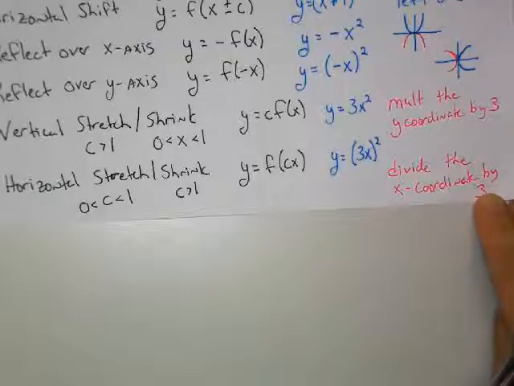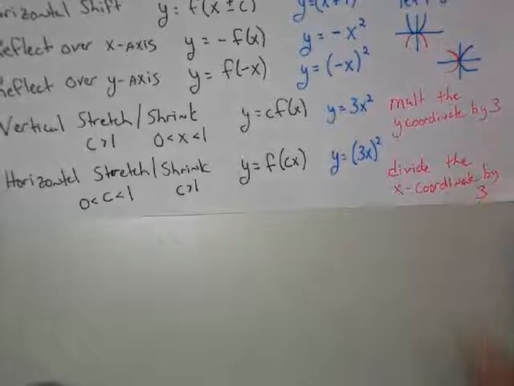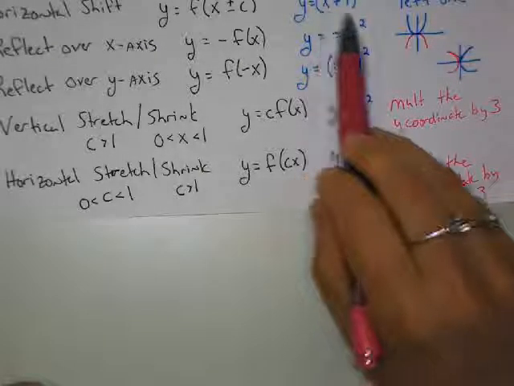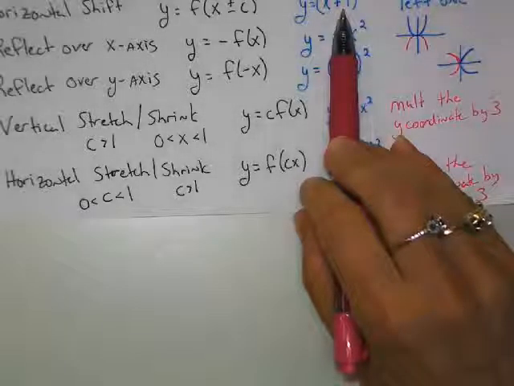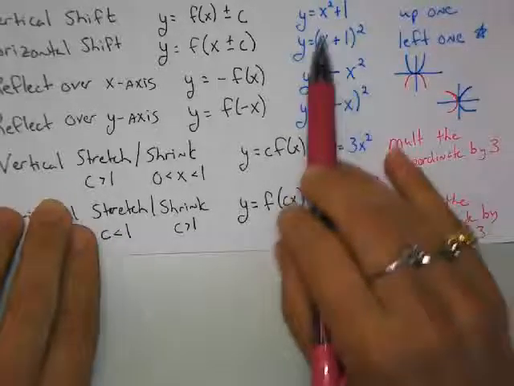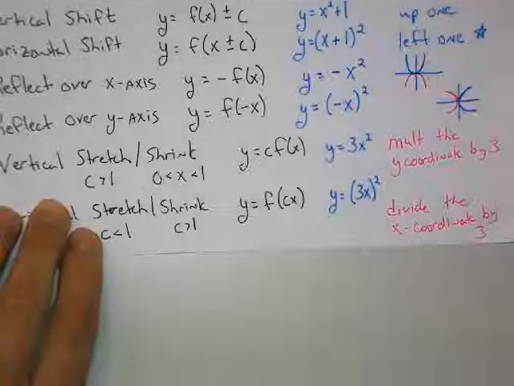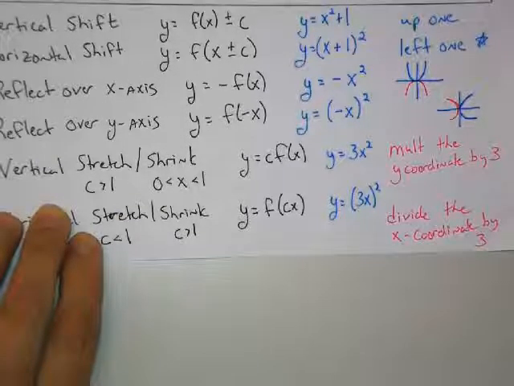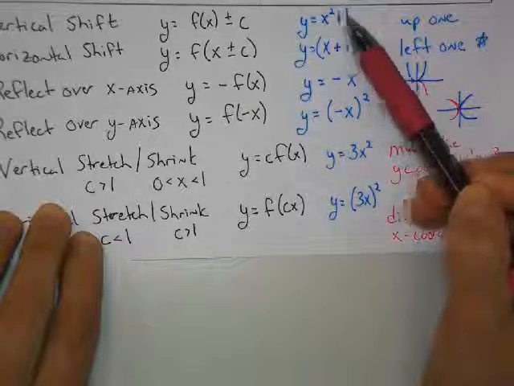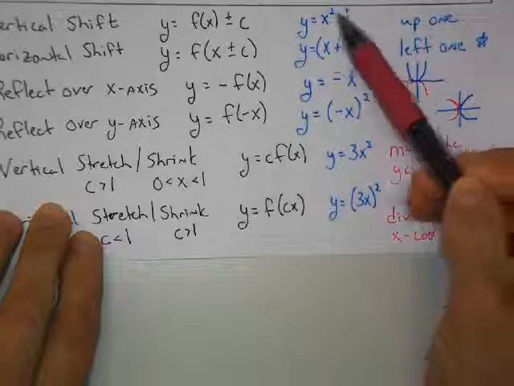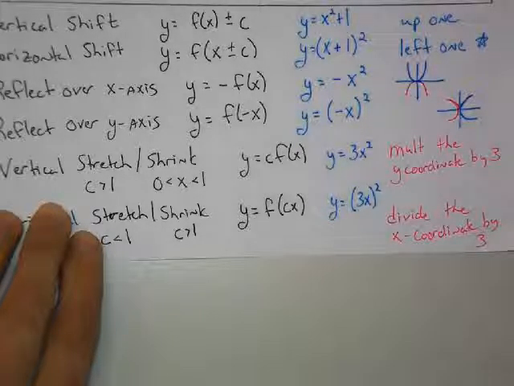My basic rule of thumb is when I see that the constant is inside of the function, I know that it's opposite what I think I should do. When the constant is tagging along, I know that it's going to do exactly what I want to do, and it's a vertical movement.